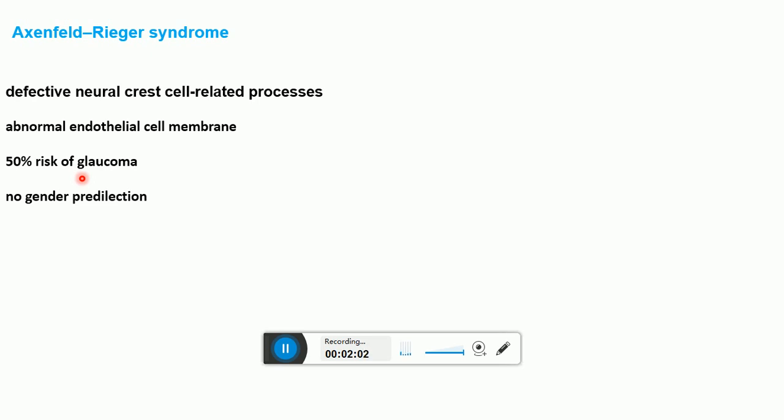Associated variants in several different genes have been found, including PITX2, PAX6, FOXC1, and RIEG2. That is, different genetic abnormalities can give a similar clinical picture. Cases may be sporadic, but a family history is common. Inheritance is autosomal dominant with variable expressivity but with very high penetrance, and there is no gender predilection.